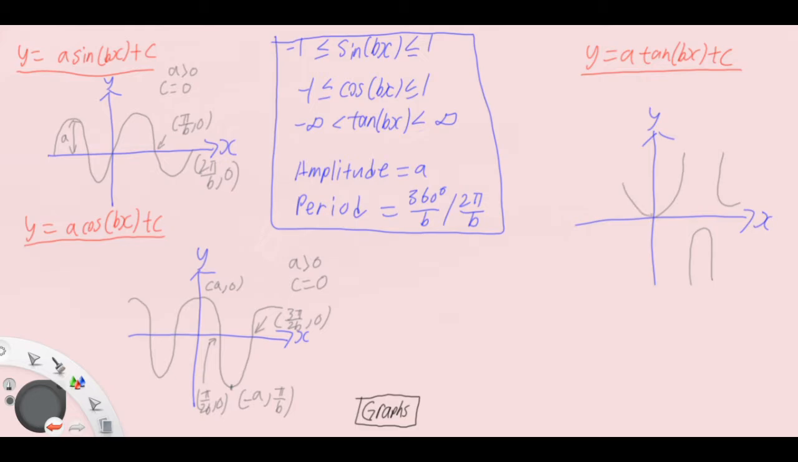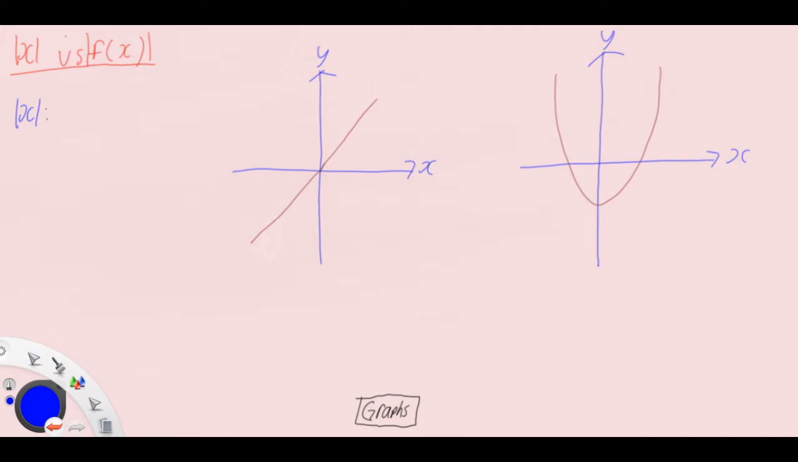Tangent looks a bit different, because now you have what we call undefined values at x equals pi over 2, x equals 3 pi over 2. Of course, if you have bx, then it's pi over 2b, 3 pi over 2b. Basically, that is for the trigonometry graphs.